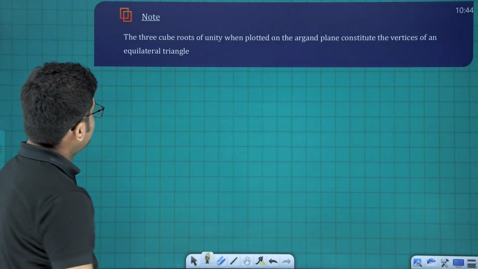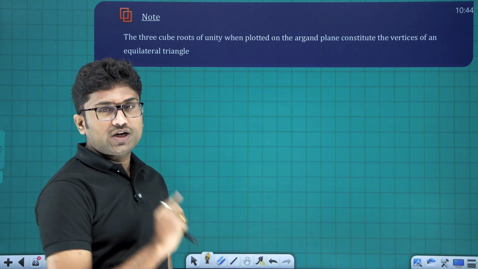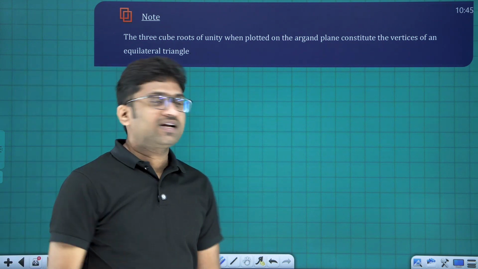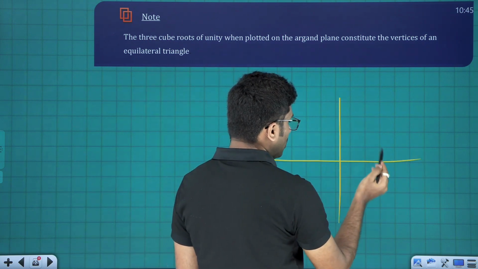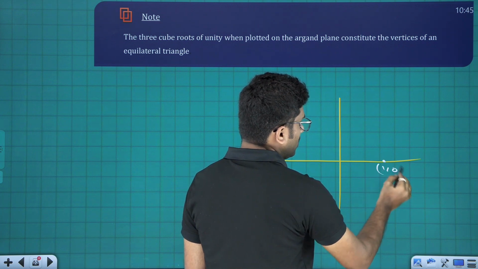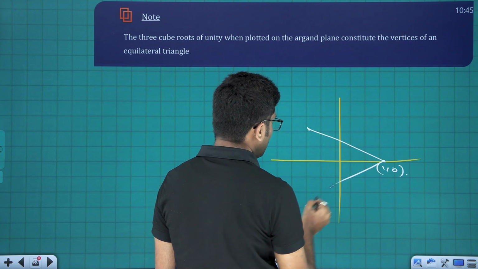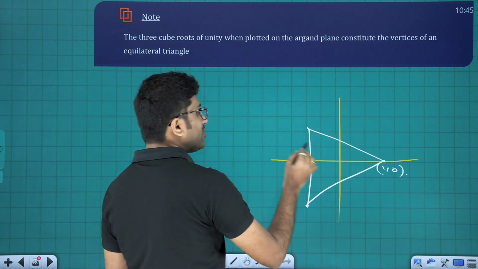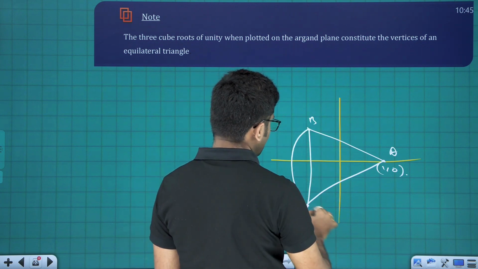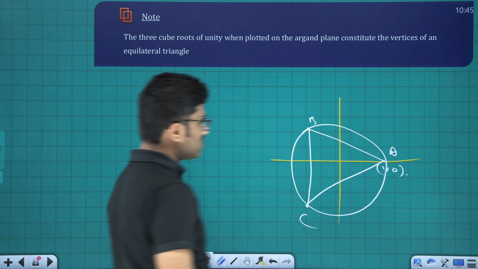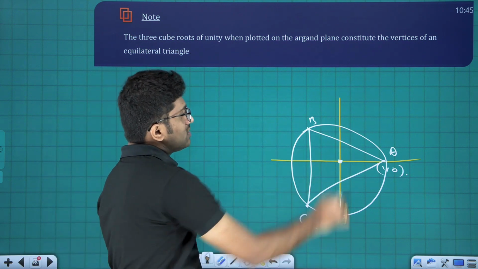The three cube roots of unity, when plotted on the Argand plane, always represent an equilateral triangle, friends. If you are plotting, see, what are the roots? 1 means (1, 0). Next, omega is somewhere here, then omega square. So if you plot all these, it represents an equilateral triangle. ABC will be forming an equilateral triangle, and suppose we draw the circumcircle passing through all three vertices, the center of this circle will be the origin only.